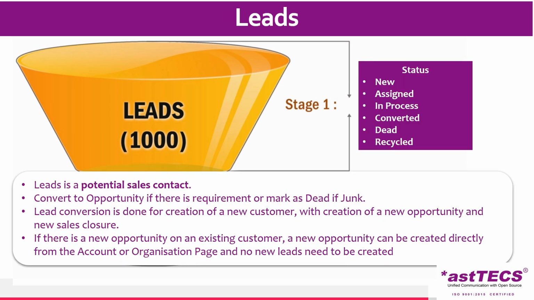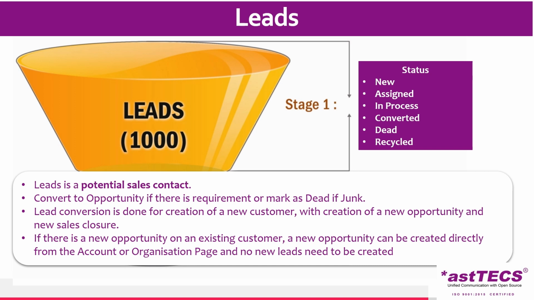The first stage is the lead. Lead is a potential sales contact, and is the starting point for a new sale. The leads are classified as new when created fresh. When assigned to a salesperson, the status changes to assigned. CRM facilitates tracking of all lead follow-up activities. When the assigned user follows up the lead, the status of the lead changes to in process.